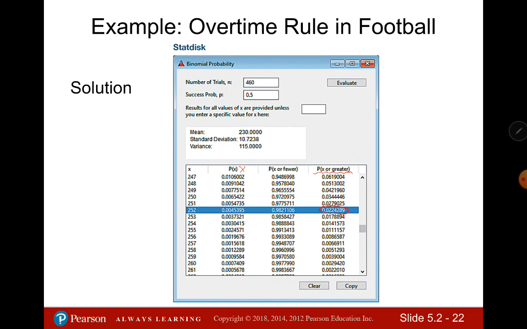So make sure you pick the correct probability. Again, it's not the probability for the single x value. When we talk about significantly high or significantly low, it always should be the probability of x or more, or x or less. So for significantly high, it's always x or more. For significantly low, always x or less.